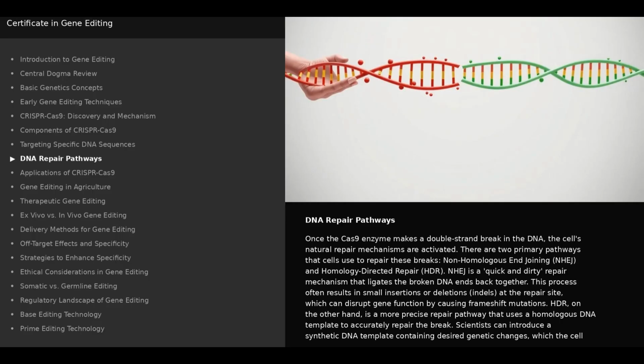Scientists can introduce a synthetic DNA template containing desired genetic changes, which the cell then uses for repair, leading to precise gene insertion or correction. The choice between NHEJ and HDR dictates the outcome of the gene editing process. Understanding these pathways is critical for designing effective gene editing strategies. NHEJ is more prevalent and active throughout the cell cycle, while HDR is primarily active during the S and G2 phases.